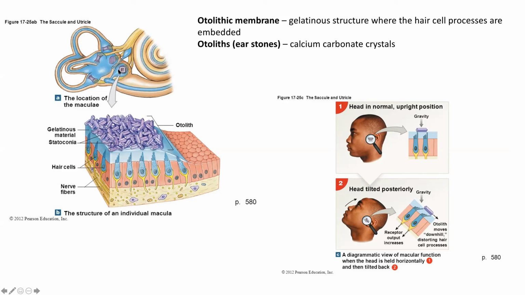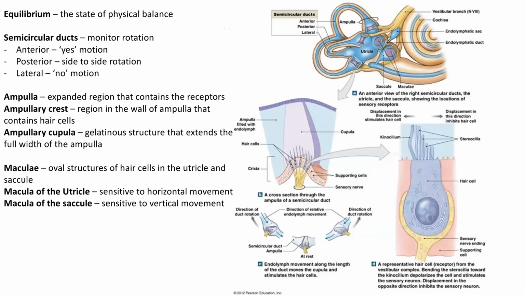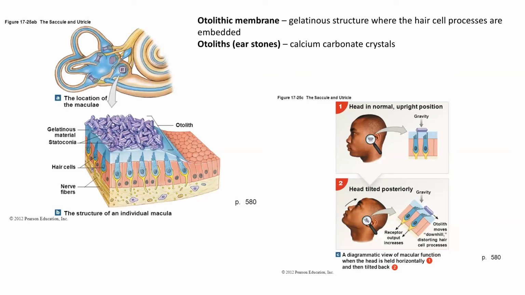and we stimulate vertical or horizontal movements, this gelatinous material, this membrane, as well as the otoliths, they shift. They shift one way or the other depending on how we're moving. And just like with the other hair cells, if we're going towards the kinocilia, we're going to stimulate it. If we're moving the stereocilia away from the kinocilia, then we're going to inhibit that hair cell. So it tells us if we're moving forward or back.